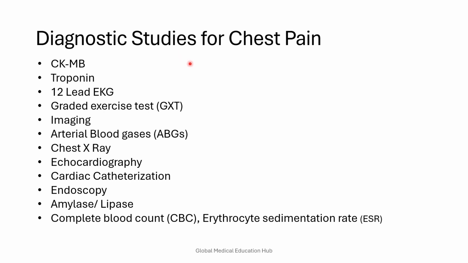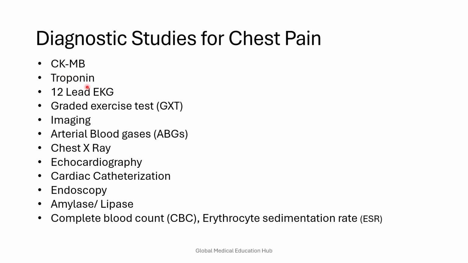Now, when a patient comes with the symptom of chest pain, the physician orders a couple of diagnostic studies. So this is a list of the diagnostic studies commonly ordered by the physician to do a differential diagnosis of chest pain. That is, they try exploring what's the exact cause of the chest pain by ordering all these diagnostic studies. They order a couple of imaging studies, they order a couple of blood tests. So let's go through this list.